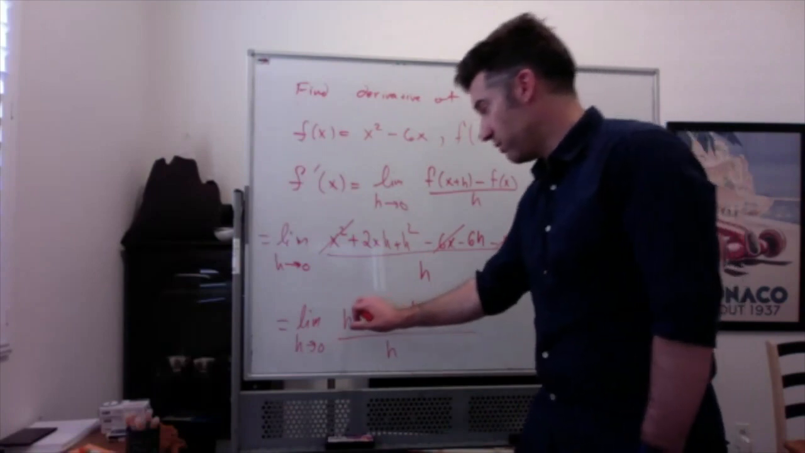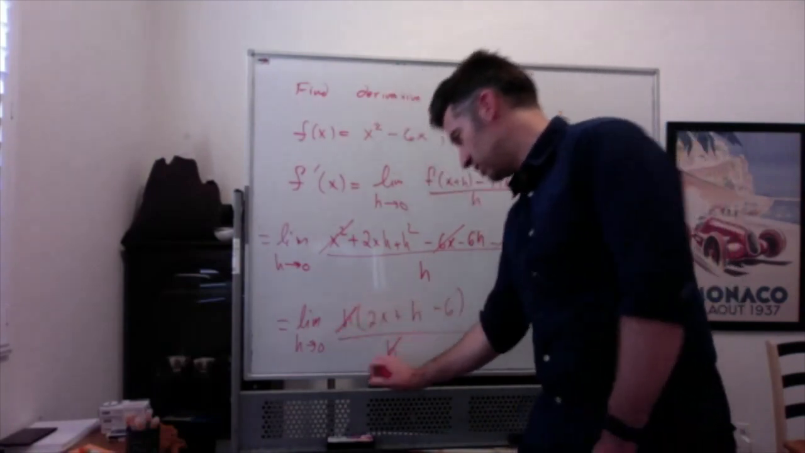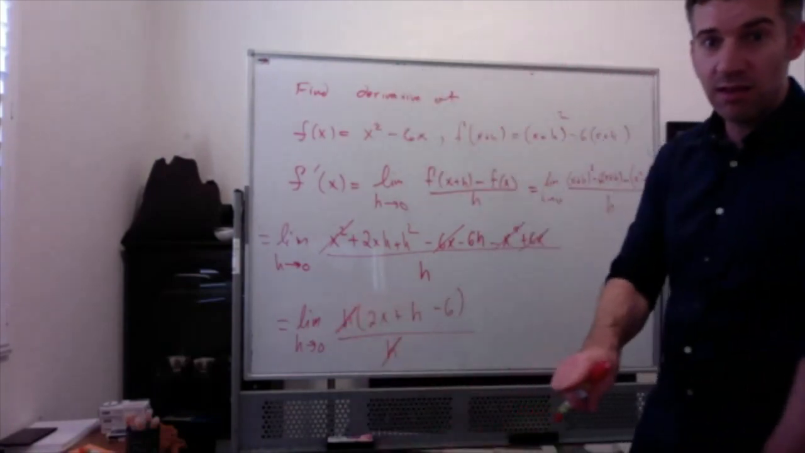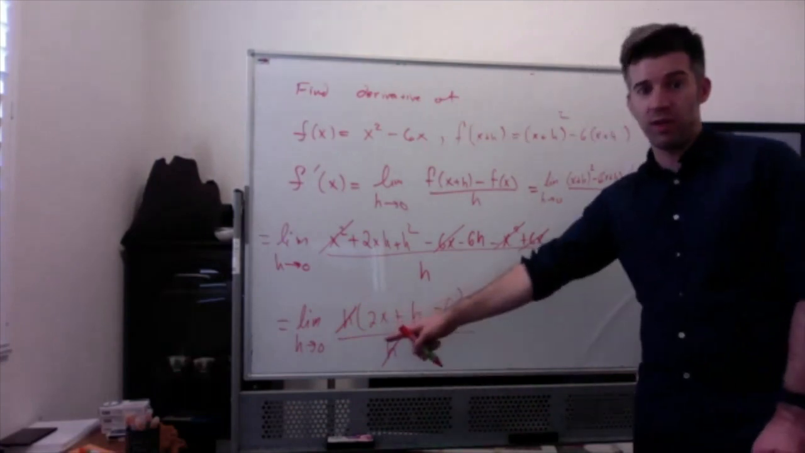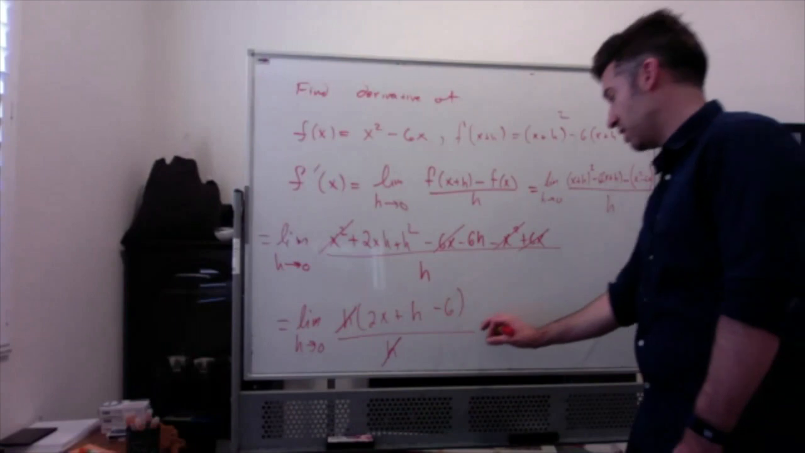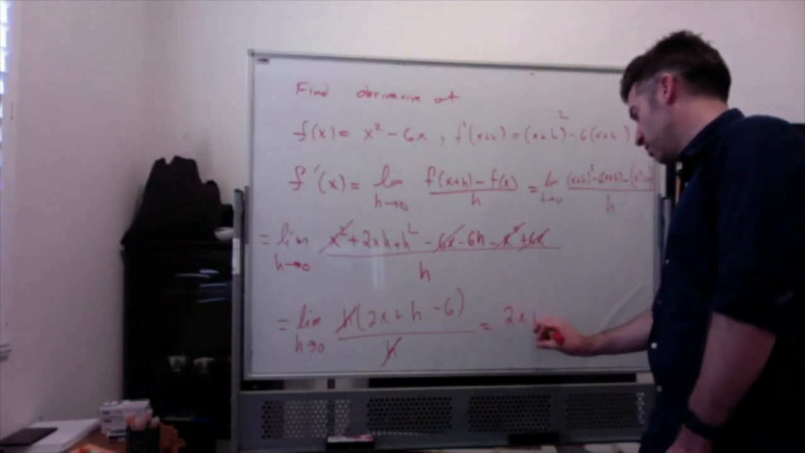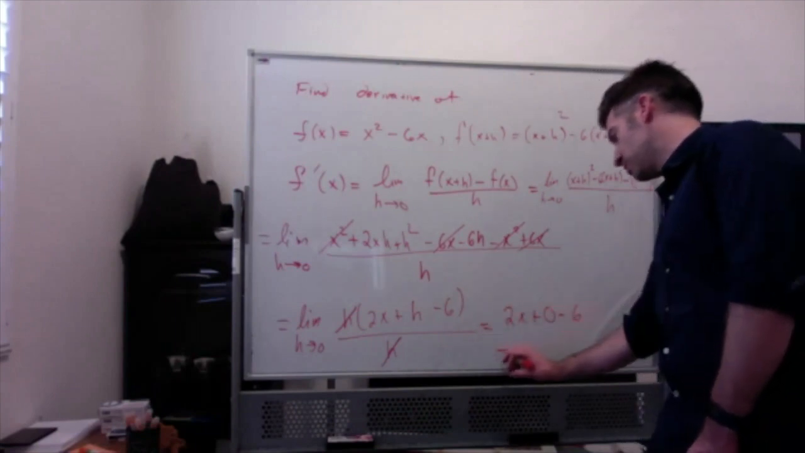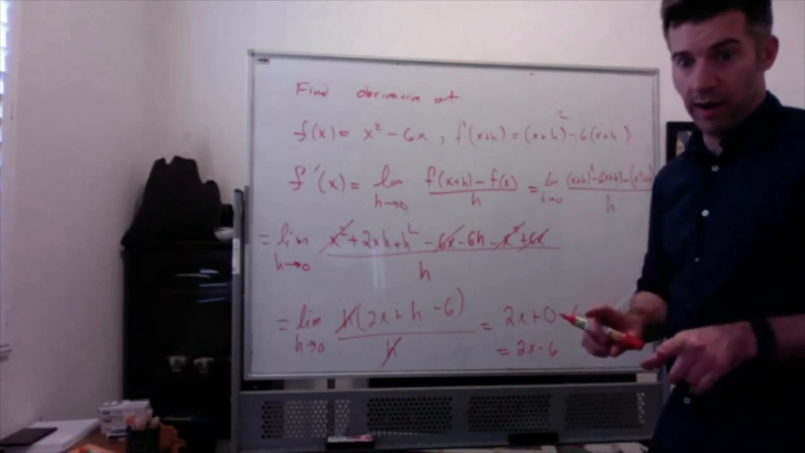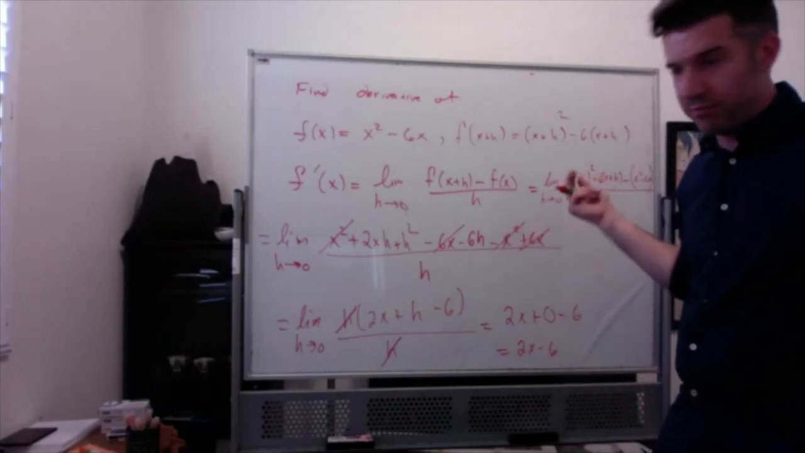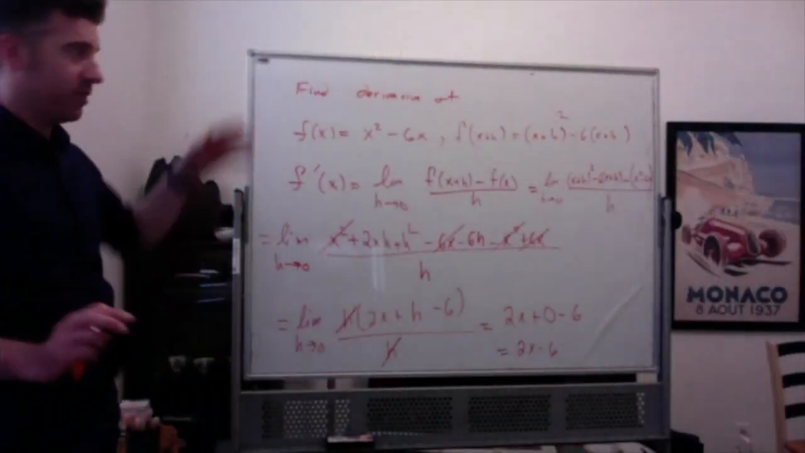And then this h you have factored out can cancel with that h in the denominator. And then, after you've canceled out that h in the denominator, you're free to just plug in h equals 0 for the rest of the h's, and you get 2x plus 0 minus 6, which is 2x minus 6. All right, so there's your derivative. Great, big deal. Let's take a look at what this kind of means graphically.